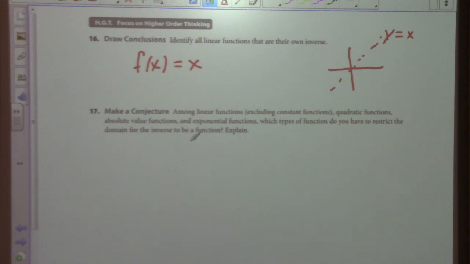Okay, 17, make a conjecture. Among linear functions, excluding constant functions, quadratic functions, absolute value, and exponential functions, which types of functions do you have to restrict the domain for the inverse to be a function? Four types. Are there any that you have to restrict the domain for it to be a function? Look at problem 13. Did you have to restrict the domain? Yeah, you did, right?